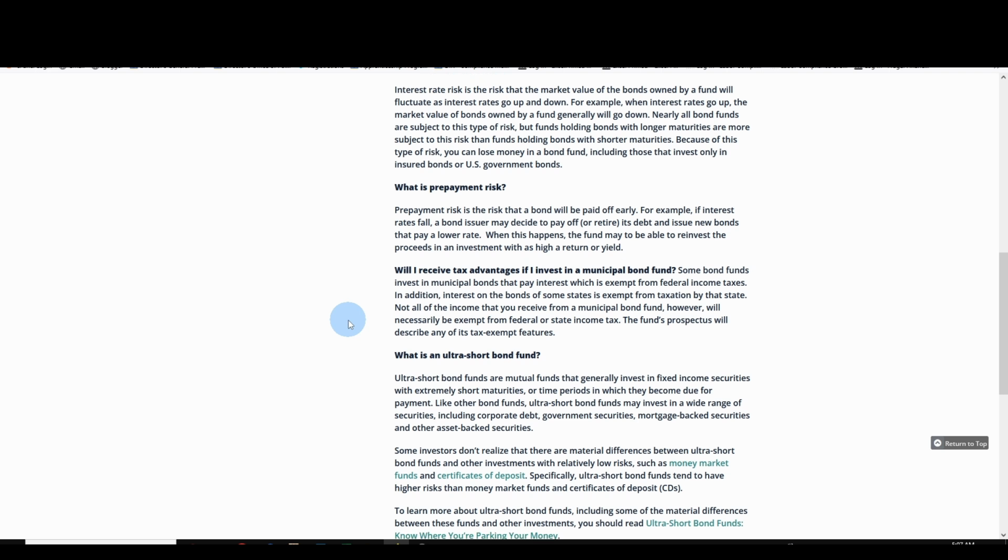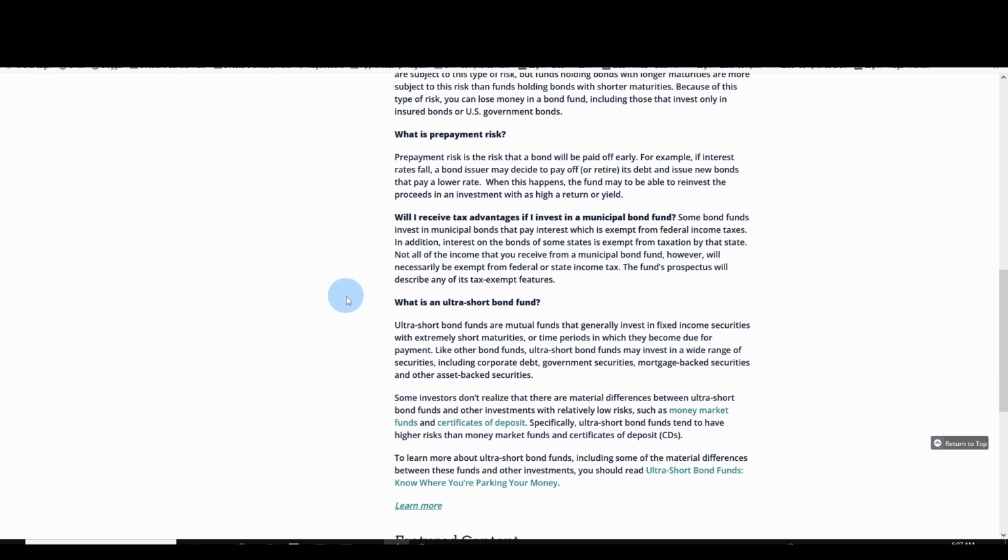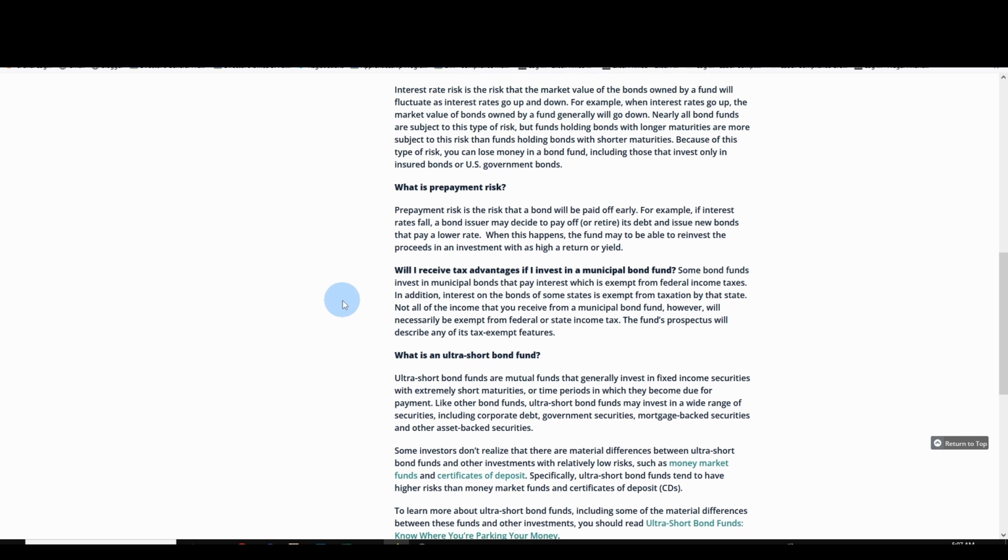Will I receive tax advantages if I invest in a municipal bond fund? Some bond funds invest in municipal bonds that pay interest which is exempt from federal income taxes. In addition, interest on the bonds of some states is exempt from taxation by the state. Not all of the income that you receive from a bond fund, however, will necessarily be exempt from federal or state income tax. The fund's prospectus will describe any of its tax-exempt features.